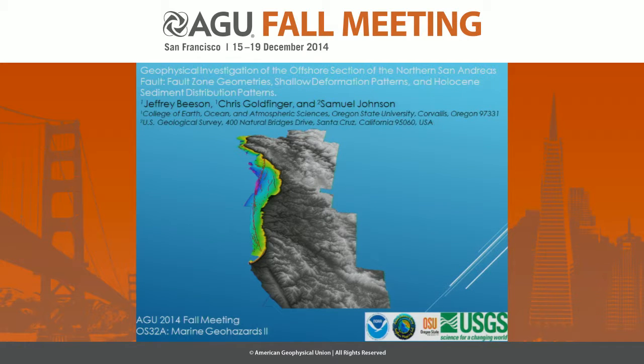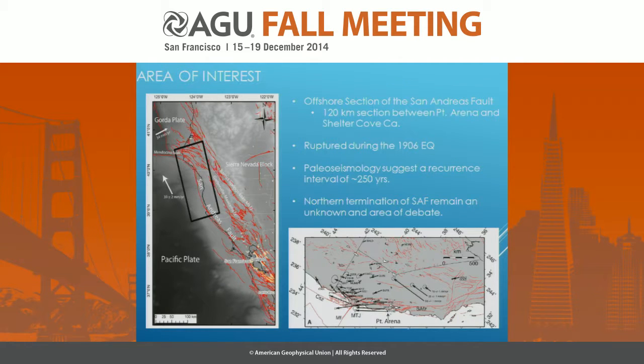Like he said, I'm going to be showing you today some of the data we've collected and interpretations from some multi-beam bathymetry and seismic reflection profiles on the offshore segment of the San Andreas Fault, which is a significant seismic hazard for Northern California. Just to give you the region, where we're at is San Francisco, where we're at right now.